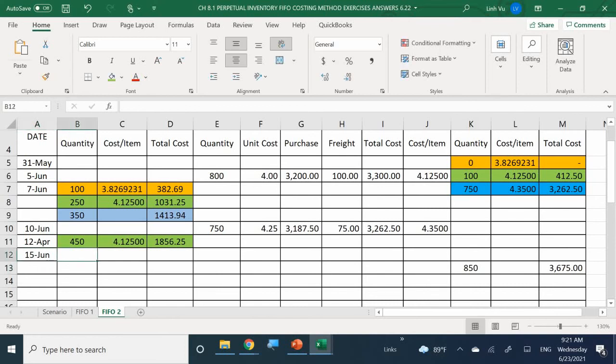June 15, we sold a total of 500 units. Now let's take a look at our batches. So you would pull from the green batch first, the 100 from the green batch, correct? Correct. Because we're using FIFO. We have to get rid of everything that came first. So in this case, our green batch came first, but we only have 100 units. So you would have to pull the other 450 from the blue batch.